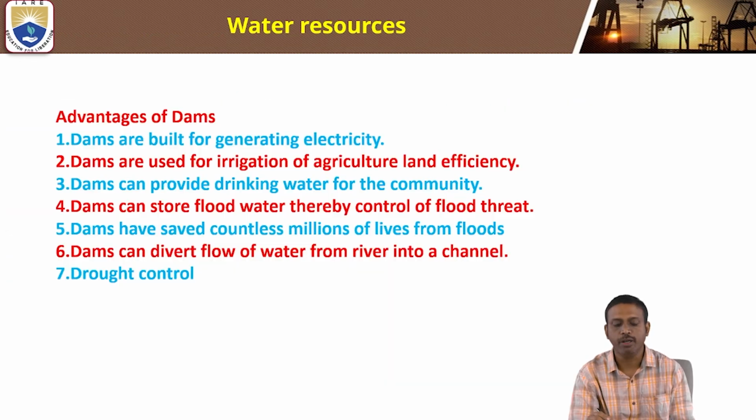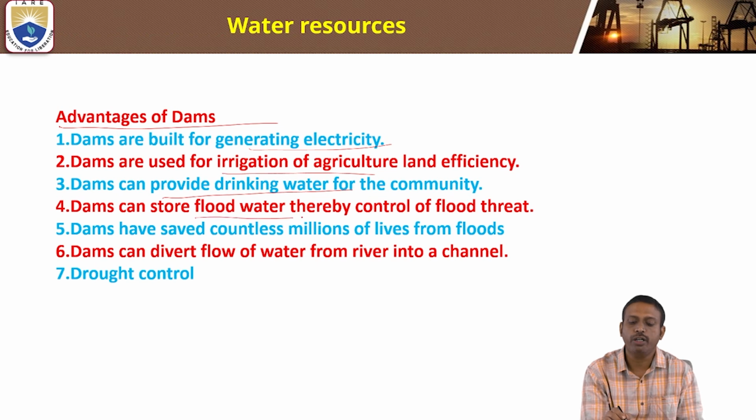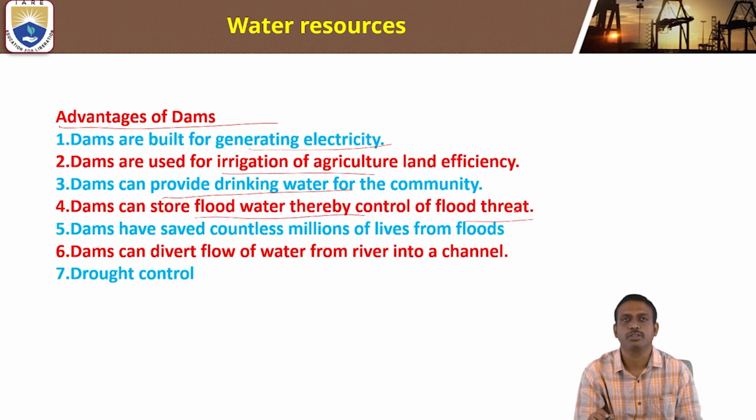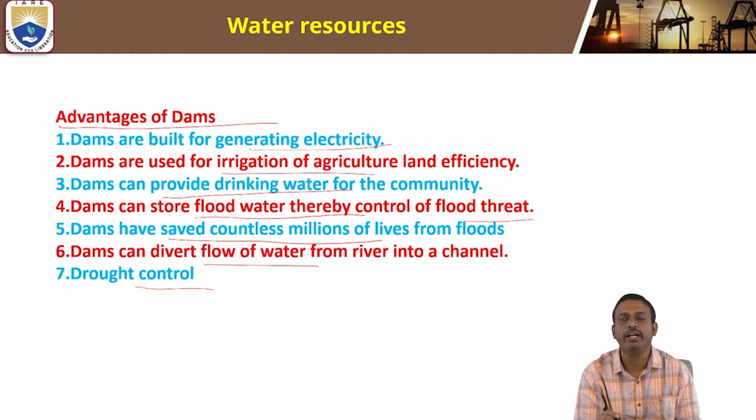Example, this is a dam. What are the advantages of dams? Dams are built for generating electricity. The water is used for irrigation of agricultural land. Dams can provide drinking water for the community. They store flood water, thereby controlling flood threats and saving millions of lives from floods. They can divert the flow of water from a river into a channel. And the last one is drought control.